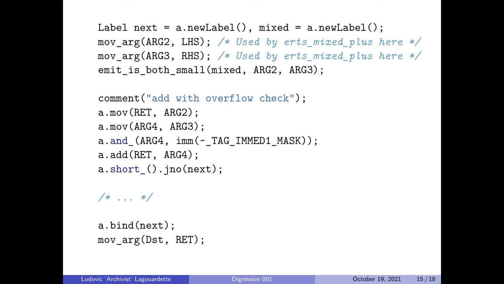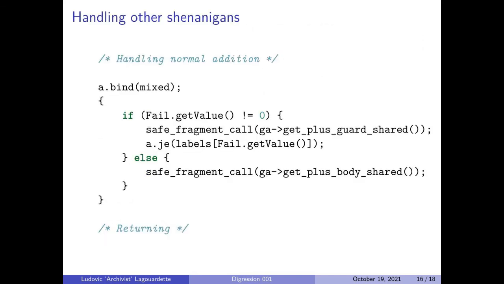And after that, we will return the value directly. So what else could happen is if we have mixed integers, then we actually need to perform either a long division, a long addition, or any other form of addition. So we have a function to do that.